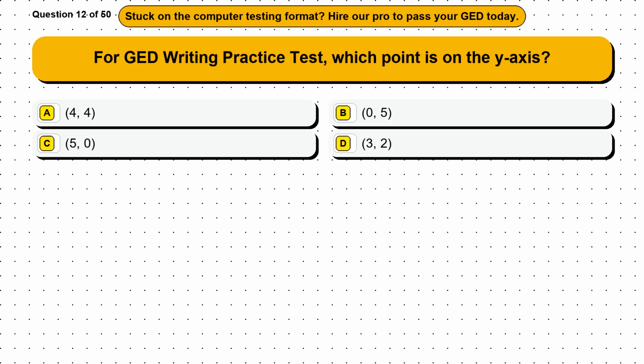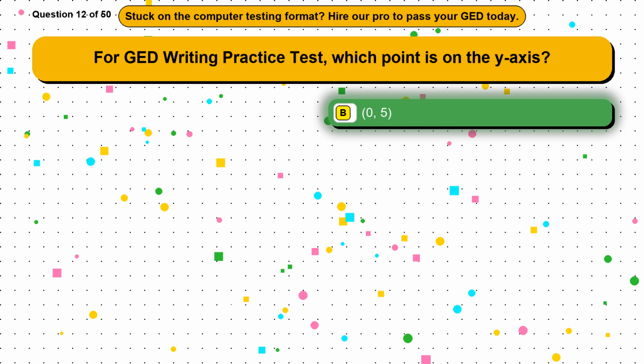Question 12. For GED Writing Practice Test, which point is on the y-axis? Option A, 4, 4. Option B, 0, 5. Option C, 5, 0. Option D, 3, 2. The correct answer is option B, 0, 5.